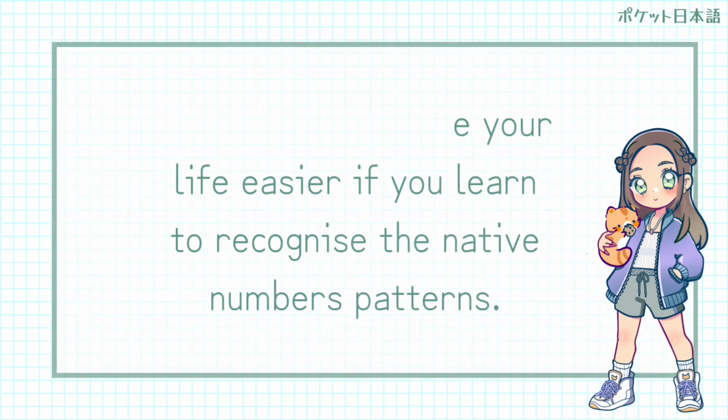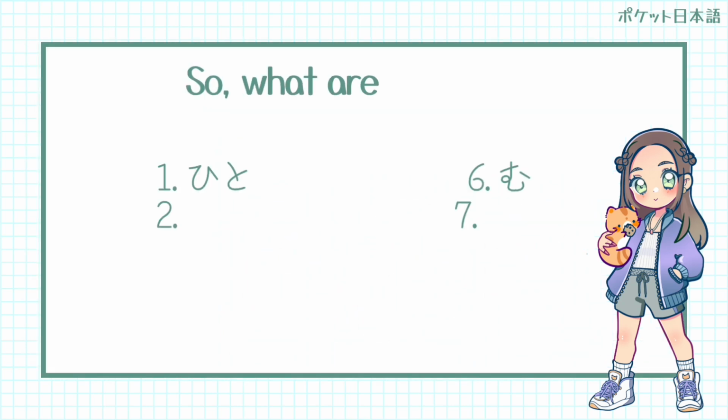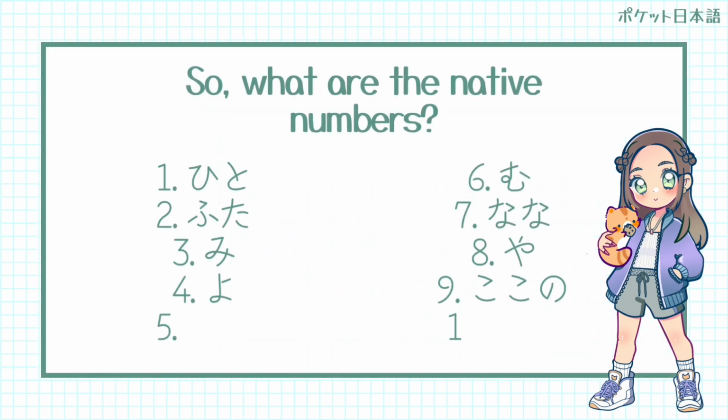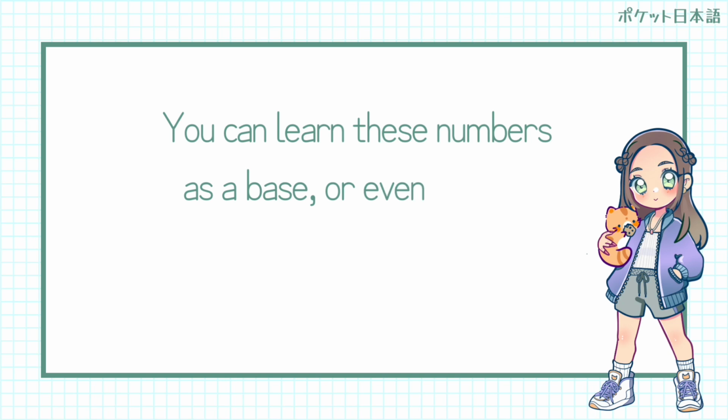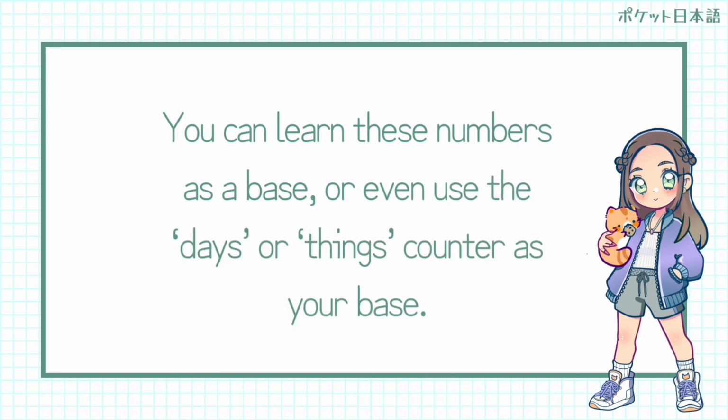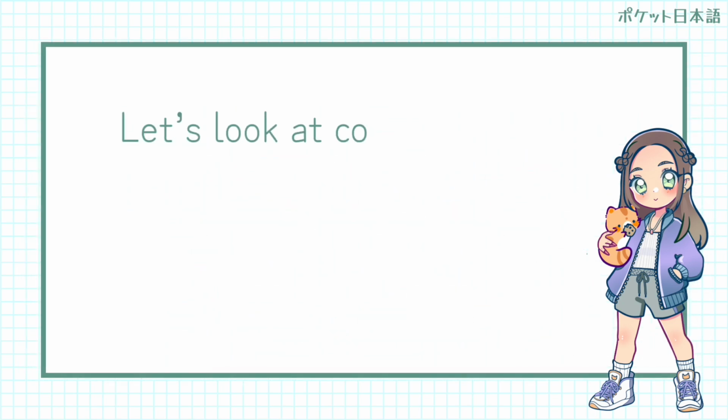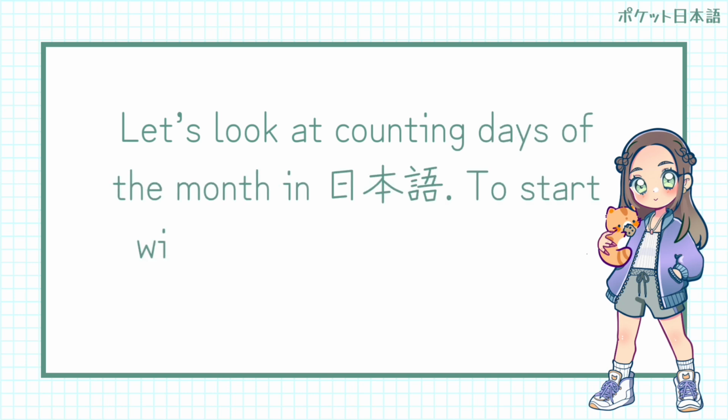So what are the native numbers? 1, hito, 2, futa, 3, mi, 4, yo, 5, itsu, 6, mu, 7, nana, 8, ya, 9, kokono, 10, to. I think 9 is my favorite because it just kind of sounds like coconuts. So you can learn these numbers as the base, or even consider the days counter or the things counter as your base if you can naturally swap them out. So let's look at days of the month in Nihongo.